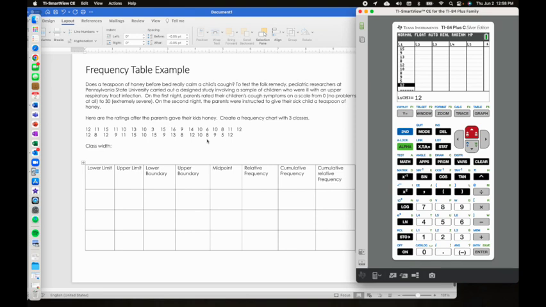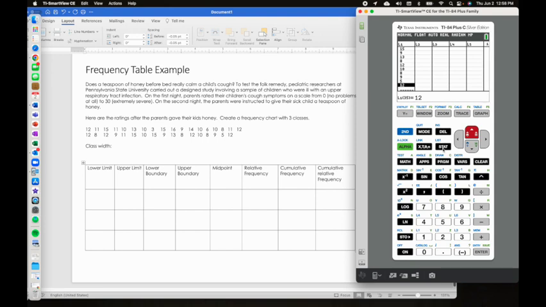Okay, once you have all your data values in there, what you want to do is sort the data. And this is where it really comes in handy. Now, if you have a small data set like 5 to 10, it might be easier to just eyeball it and do it by hand. But when you have a larger data set, using the calculator makes it so much easier. So we're going to sort the data.